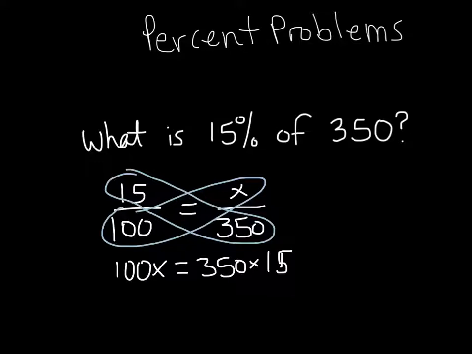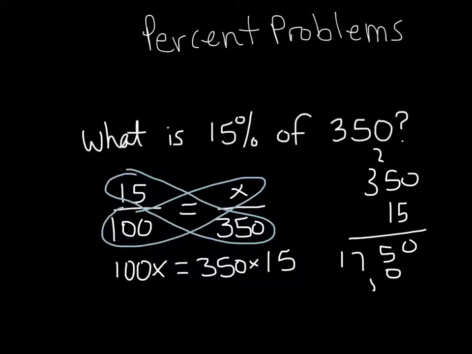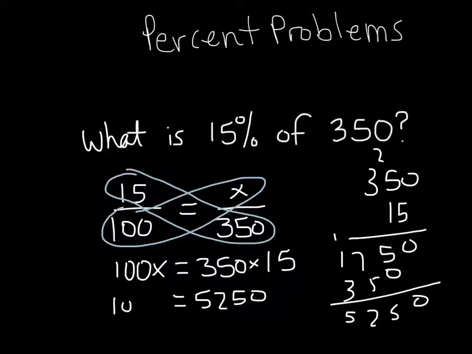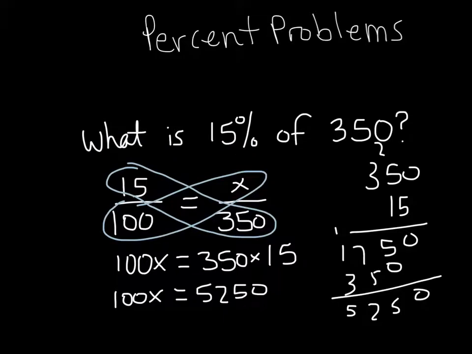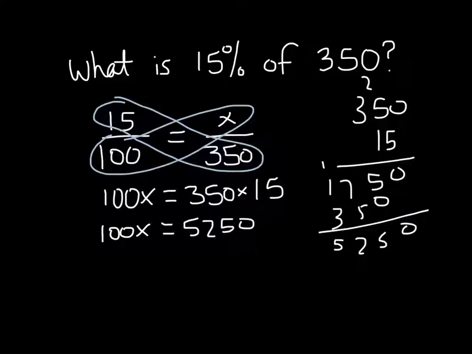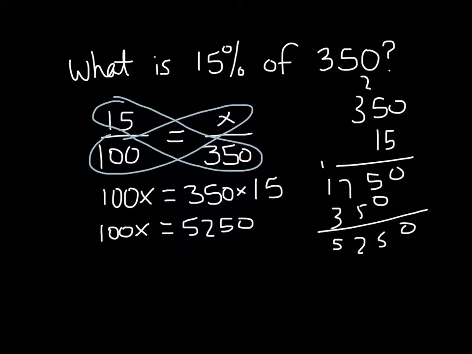Let me write that correctly here. And I need to figure out what that is. So 15 times 350, I'll do that real quick. 5,250, but 100x equals that. So I'm going to have to divide this by 100. Divide both sides by 100 to solve for x, right?